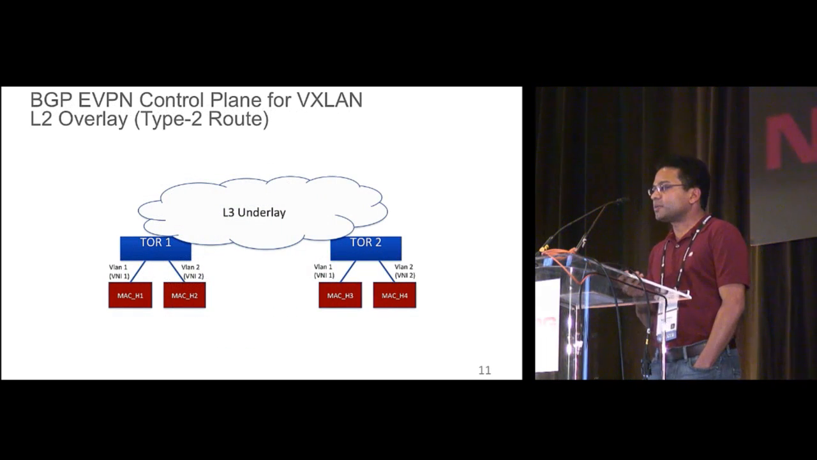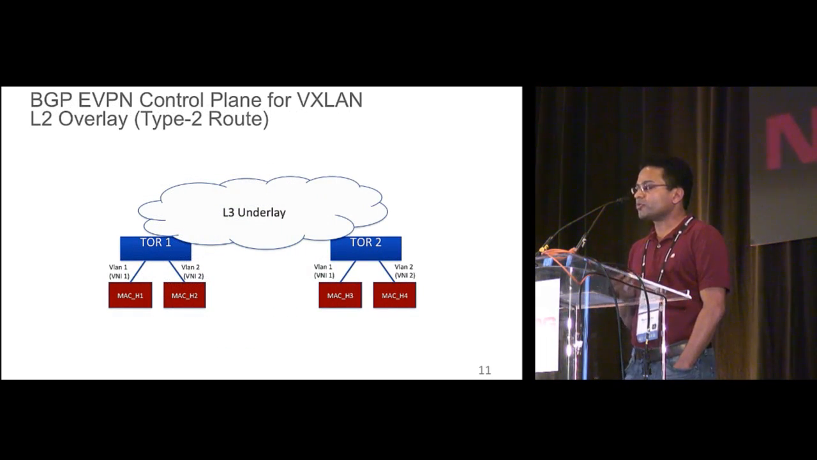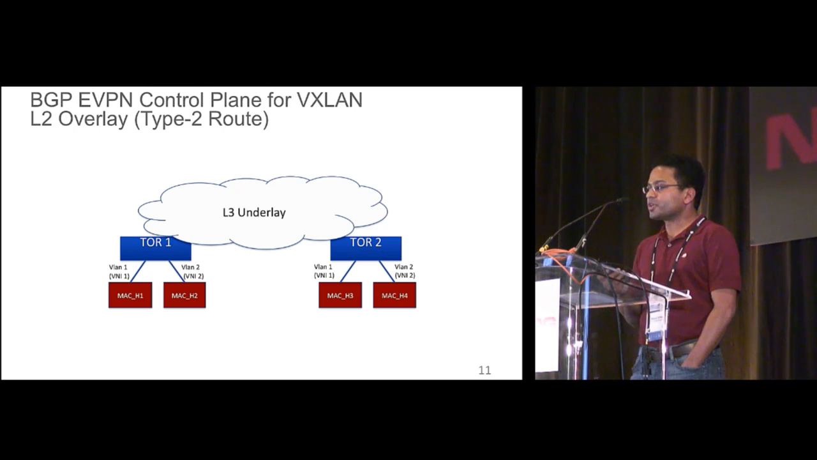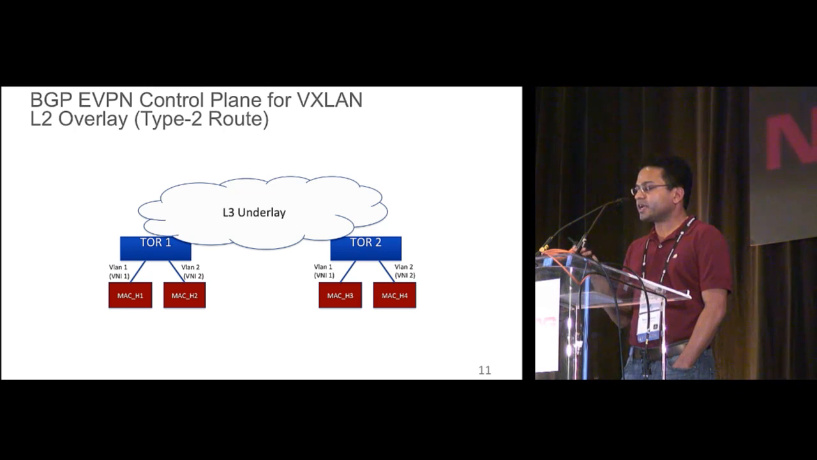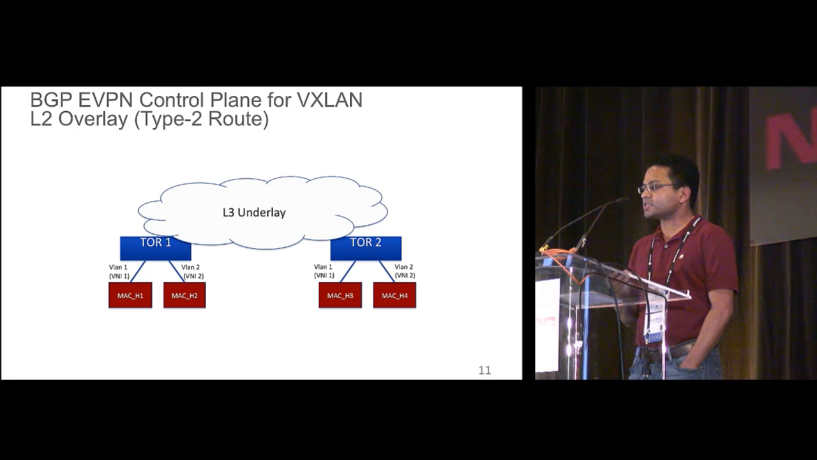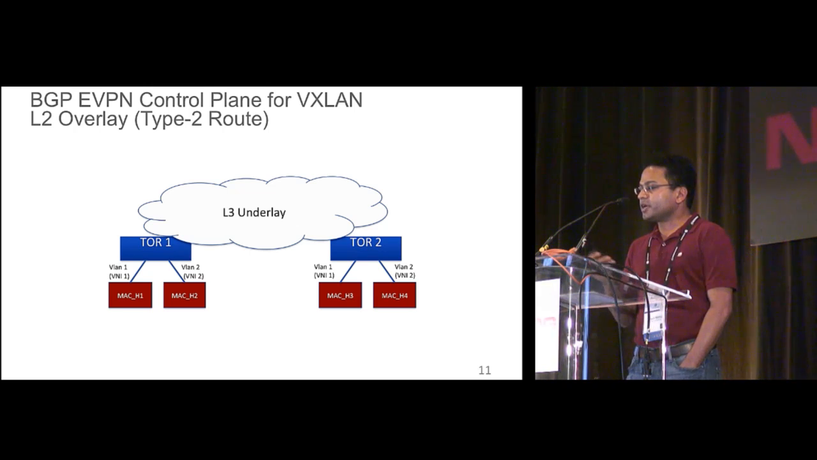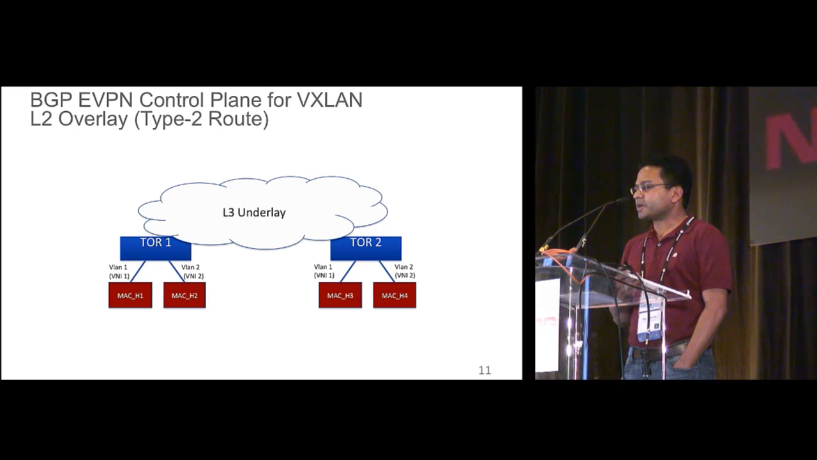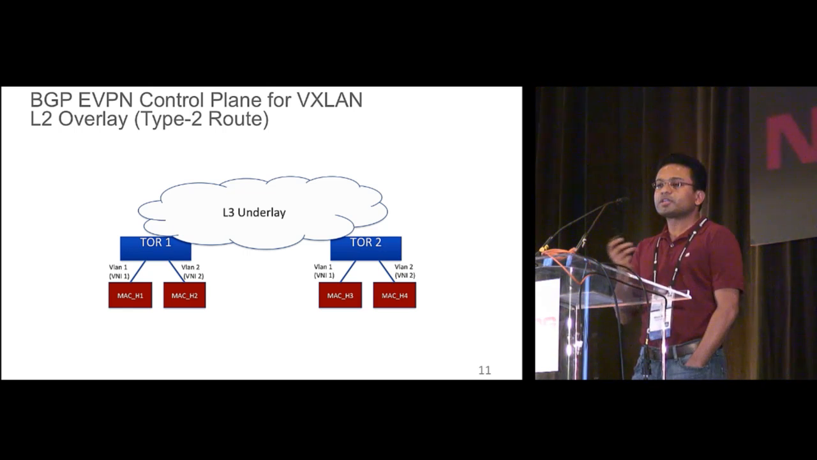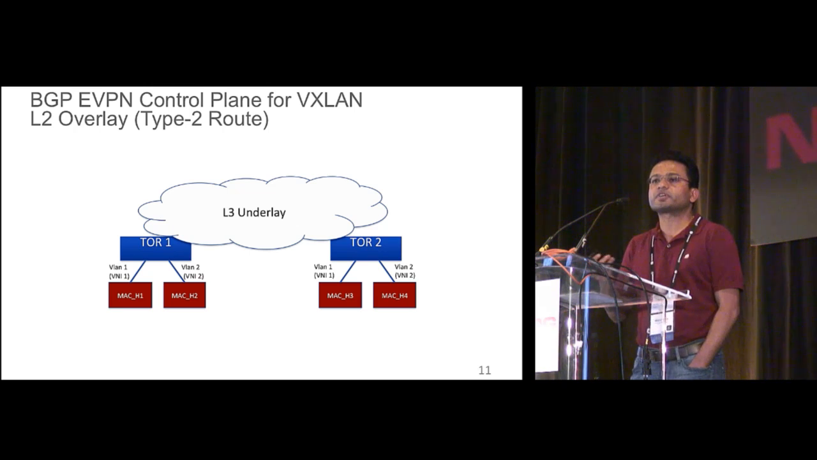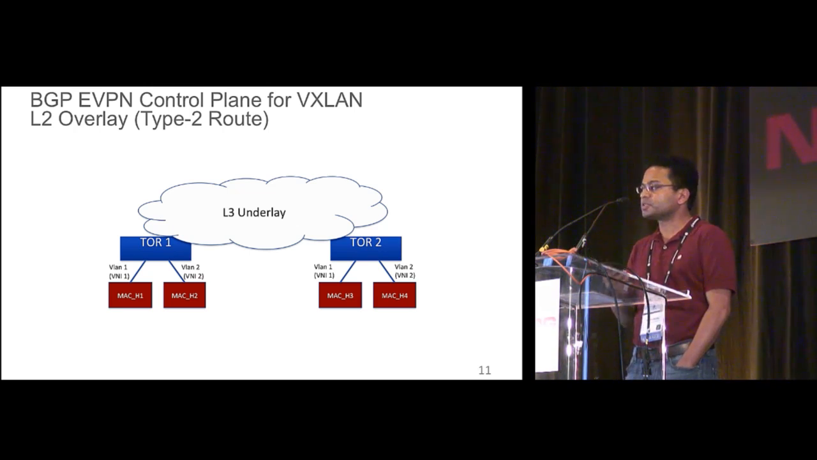And here is just an example. With the type 2 route, we are looking at an L2 overlay. Here you have VLAN 1 and VLAN 2. VLAN 1 has MAC H1 on TOR 1 and MAC H3 on TOR 2, and VLAN 2 has MAC H2 on TOR 1 and MAC H4 on TOR 2. Here the TOR or the leaf is the same, as far as it supports the L2 gateway functionality. Here we are seeing that these are still supporting the VXLAN tunnel endpoints.